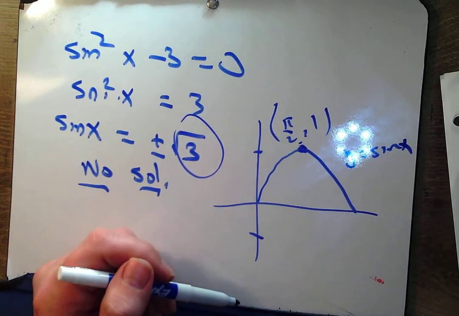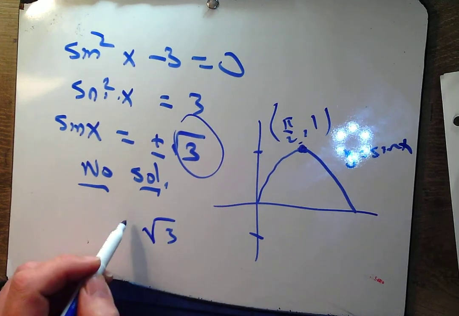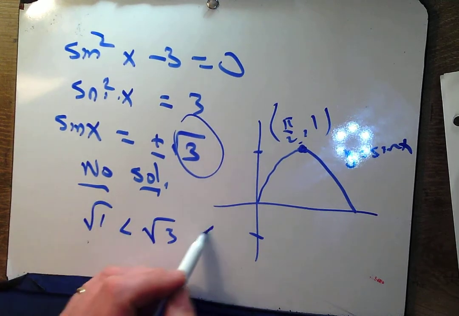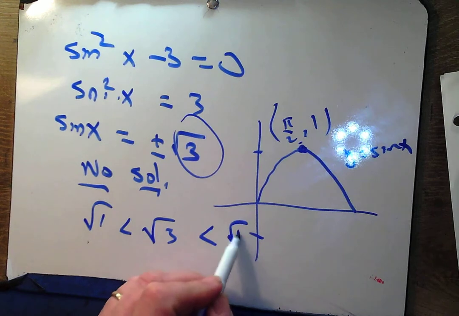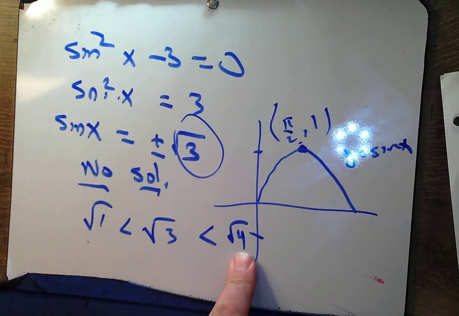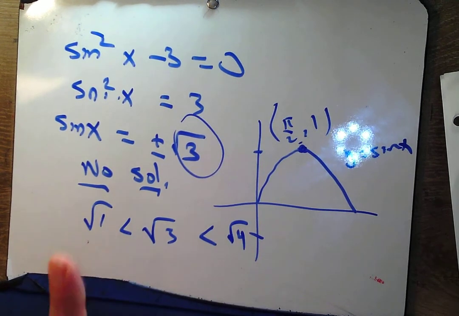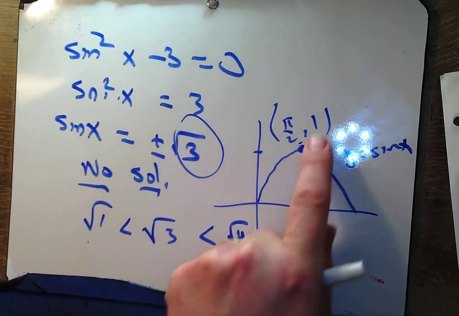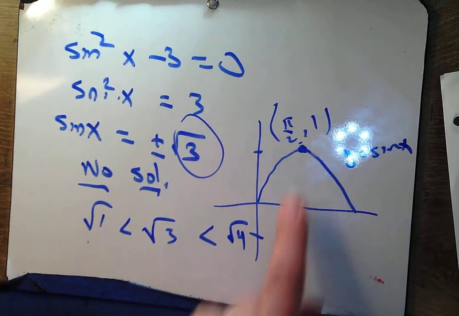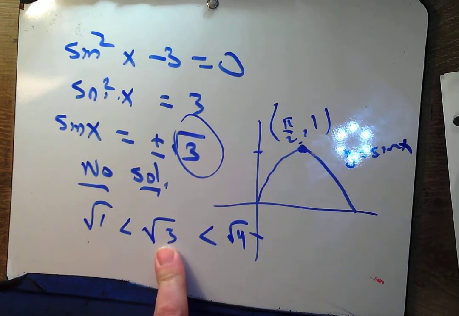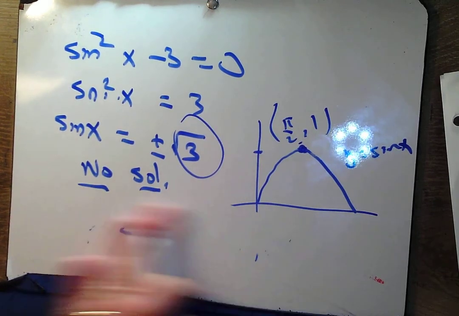Square root of 3? Well, the square root of 3 is bigger than the square root of 1, a little smaller than the square root of 4. That's the number 2. That's the number 1. Square root of 3 is between them. But since 1 is as high as I go, I can never get to root 3. Okay, so this has no solution.